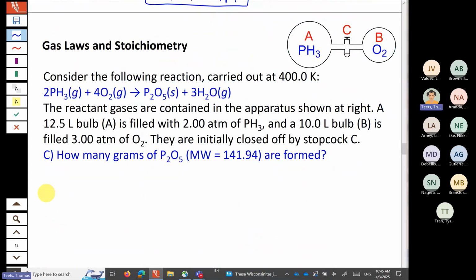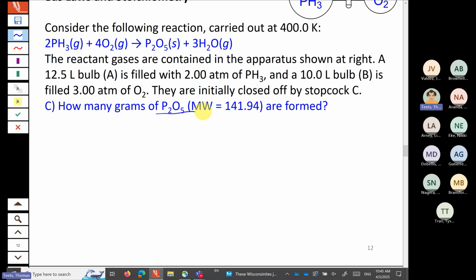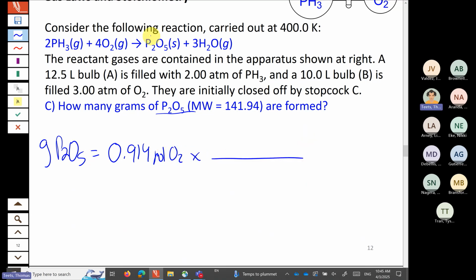So part C is how many grams of this product here are formed. We know that O2 is the limiting reactant, so we're going to start with that to find the mass of the product that forms. We have 0.914 moles of O2, which is our limiting reactant, and we just use coefficients in the balanced equation to find the moles of product that would form from that.